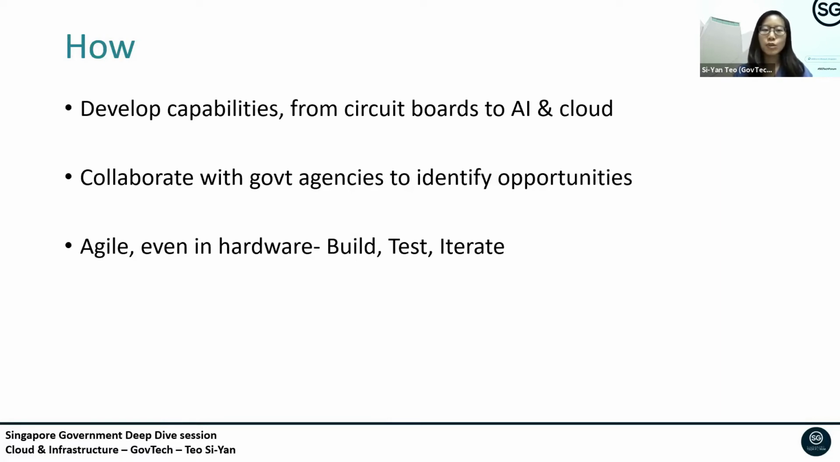With this, we work together with various government agencies to identify opportunities where IoT can make a difference. This could be through helping the agency's internal operations or the agency's citizen-facing initiatives. Anywhere where IoT can make a difference, we will try to work with the agencies to trial and implement this. Lastly, we work in an agile way, even for hardware development. We quickly prototype, we do a lot of proof of concepts and trials, to see what can be improved, and iterate and keep improving on our solutions from there.